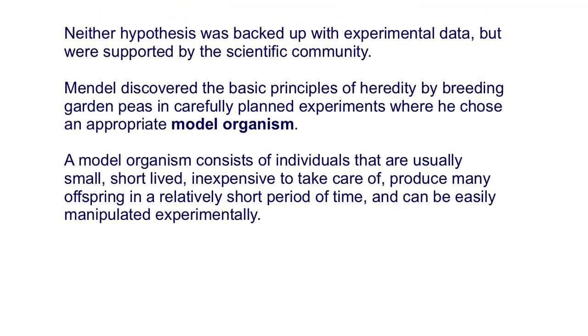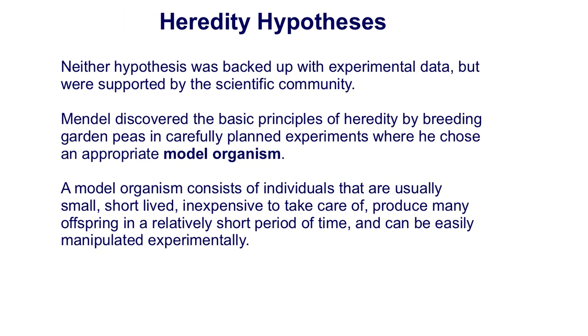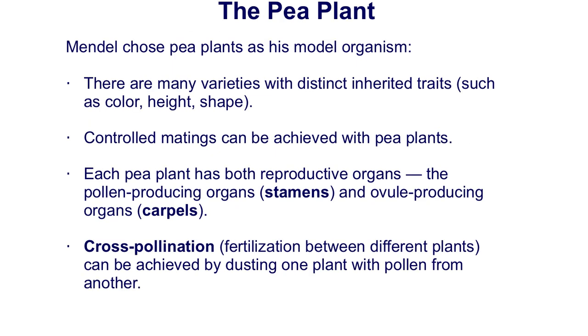Now, pea plants were, as I said, his model organism, and it was convenient to use them because they grow quickly. You don't have to wait years for them to mature and then have offspring. And they produce a lot of offspring in a short time, so you can see patterns in the offspring, being peas. Also, with this pea plant, Mendel could control the matings.